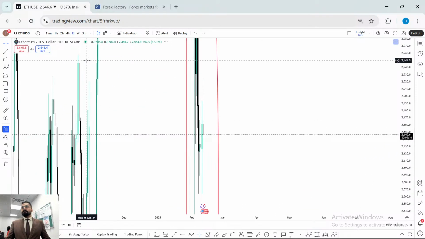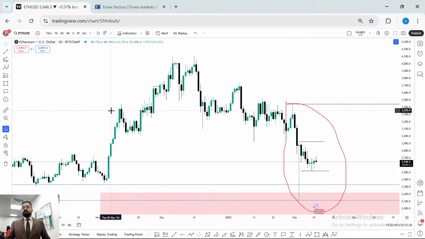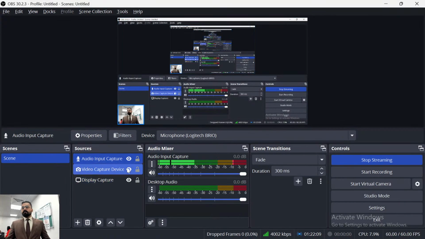So in the Ethereum, as you can see already, Ethereum is in this range as of now. All right, just give me a moment, guys.